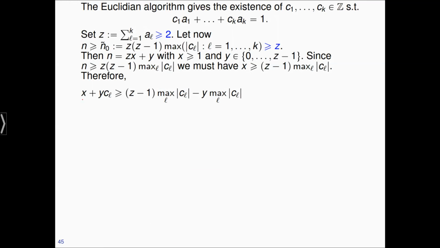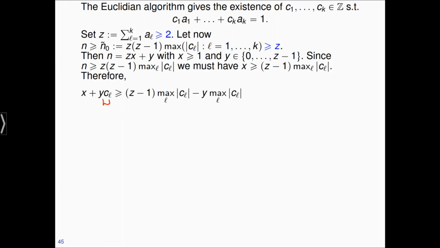Let's use this. So consider the number x plus y times c_l. So this is greater or equal. First of all, this term here comes from the comparison to x. Yeah, x is greater or equal this thing. So I'm estimating x by this.